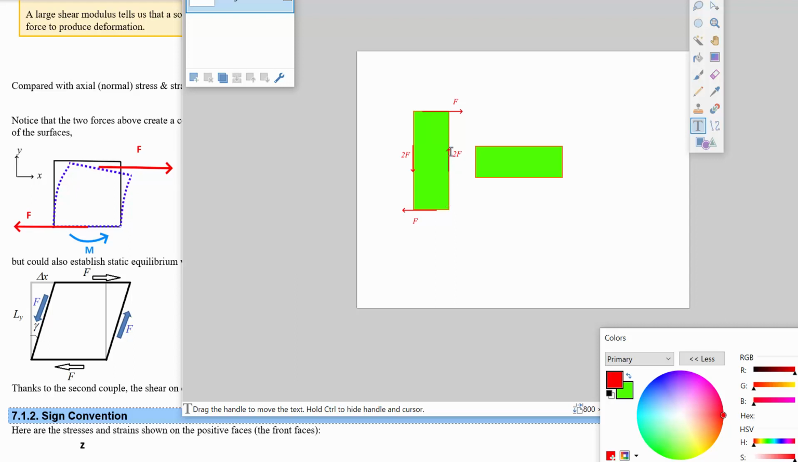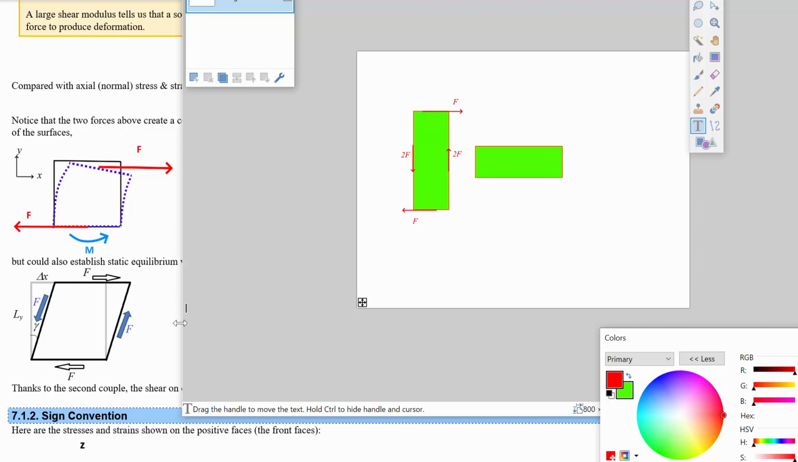Now what stress does this correspond to? Well, if this is area 1, then these sides are area 2. So we get 2F over 2 times the area, and we get the same stress on the sides. So that means for this to hold still, even though you have double the force on the sides, you end up with the same shear stress magnitude on the side as on the top, right?